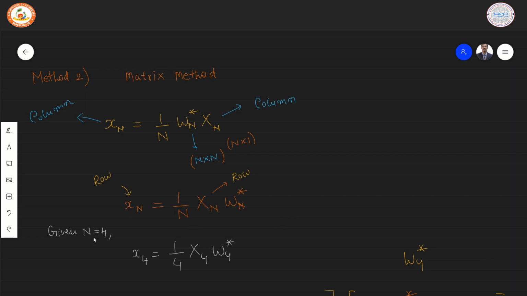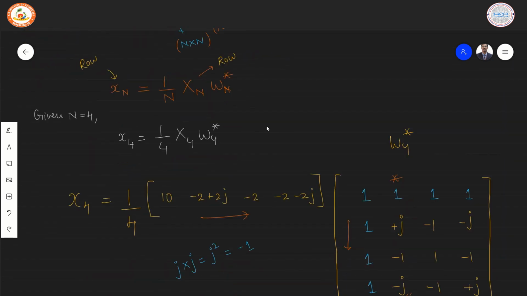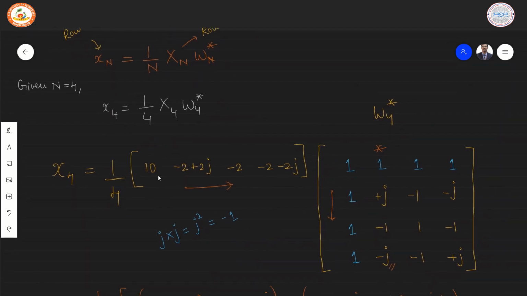Going with this notation, for N value 4, the expression becomes x of n is equal to 1 by 4 times capital X into W4 star. So star here refers to complex conjugate. That means that in the DFT problem, the twiddle factor matrix that we considered, we have to conjugate. The conjugation means the sign of the imaginary term should be changed. Therefore, the resultant substitution can be written like this.